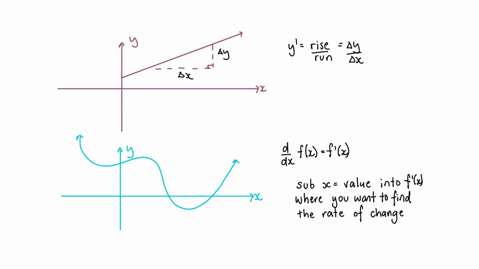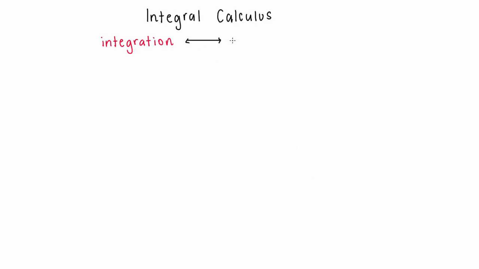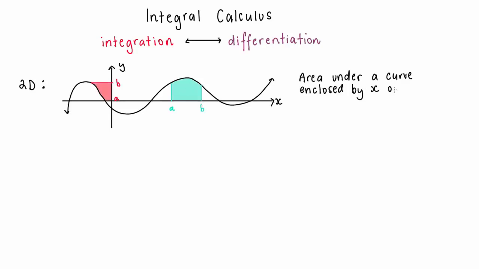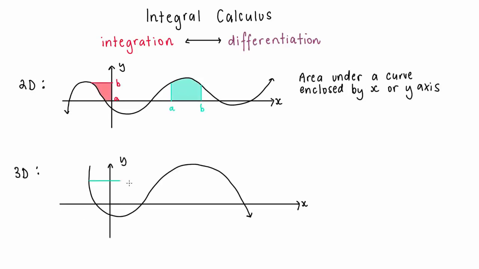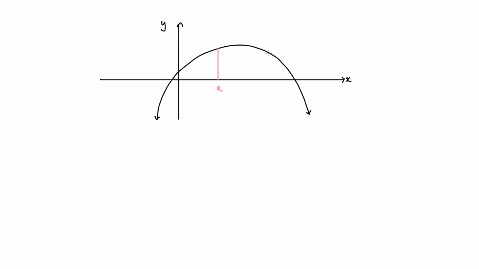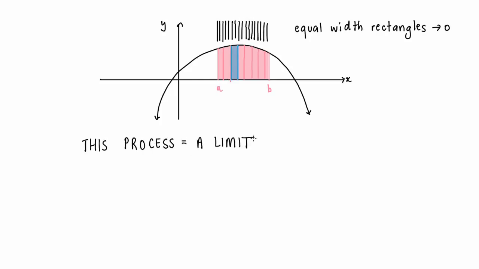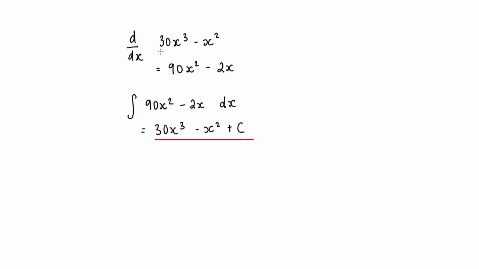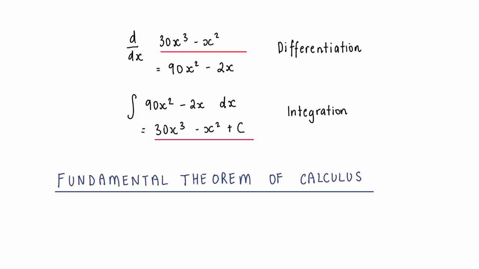The second branch of calculus is integral calculus. Integration is the reverse process of differentiation, sometimes called anti-differentiation. With integration, we can describe the area of a 2D region with a curved boundary, or the volume of a 3D object with a curved boundary. We integrate by breaking the region apart into thin, unlimited vertical rectangles of equal width until the width of the rectangles virtually becomes zero, which is called a limit. This limiting process allows us to calculate areas and volumes with exact precision. If we differentiate a function and then integrate it, it will always take us back to where we started.